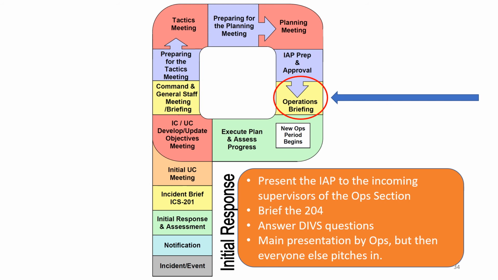During this time, the field supervisors receive full brief and their individual assignments listed on the 204 form. All members of the ICS team must be prepared to provide clarification and answer any type of questions the field supervisors may have.